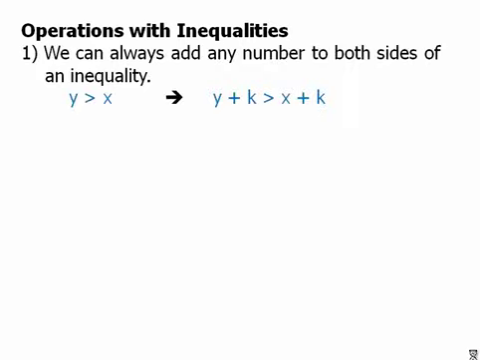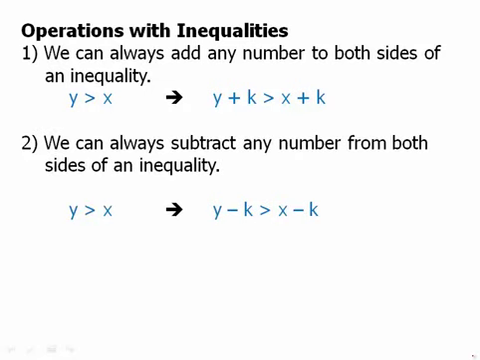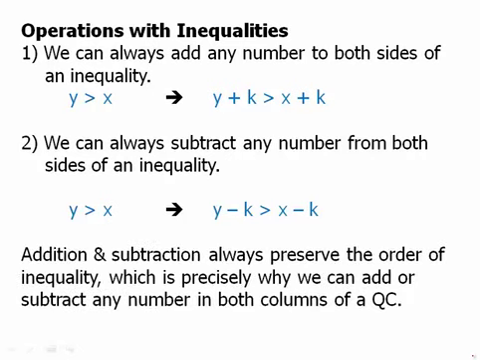What are we allowed to do on both sides of an inequality? We can always add any number to both sides of an inequality. It doesn't matter whether it's positive or negative. We can add anything to both sides of an inequality. We can always subtract anything from both sides of an inequality. Again, doesn't matter whether it's positive or negative. We can add or subtract anything. Addition and subtraction always preserve the order of inequality, which is precisely why we can add or subtract any number in both columns of a quantitative comparison.